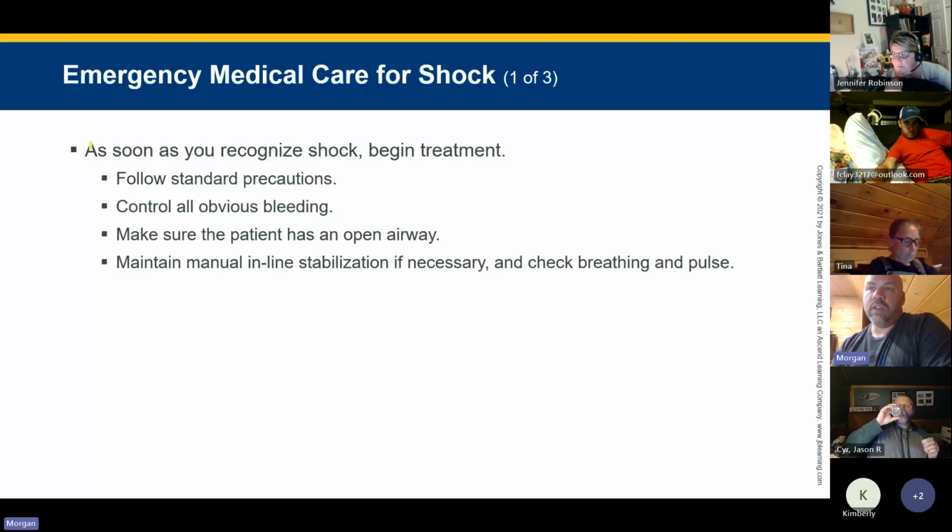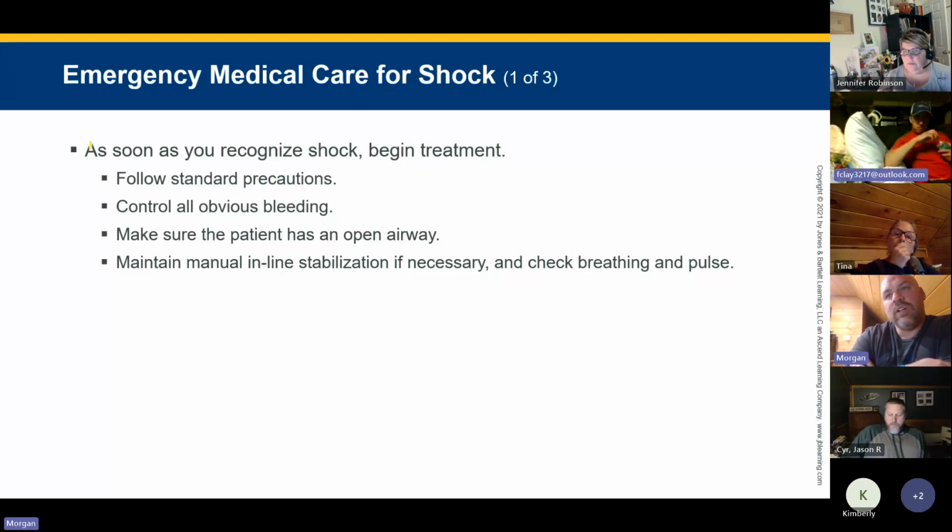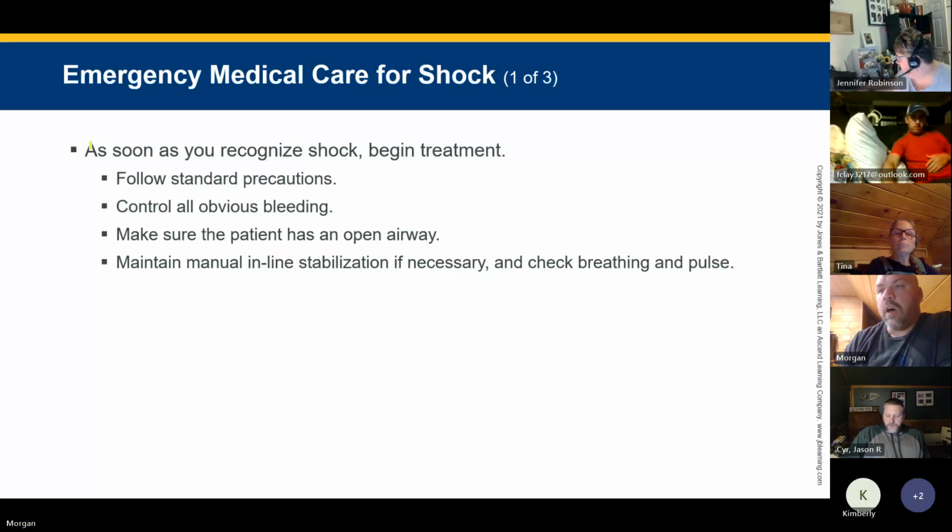Control all obvious bleeding. I would control spurting bleeding before moving on. If I saw venous bleeding, anything gross, I would probably tend to that. But if it's minor cuts, I'll probably move on and take care of it later while en route to the hospital. Maintain manual stabilization, check breathing, pulse, and circulation, like our ABCs.